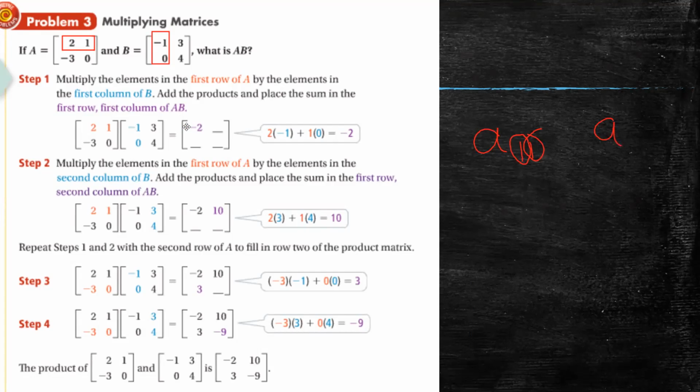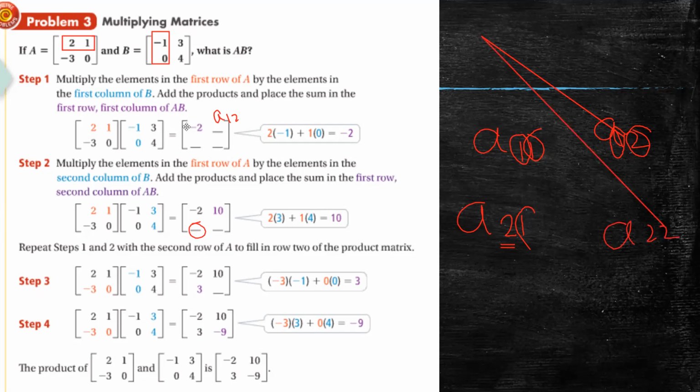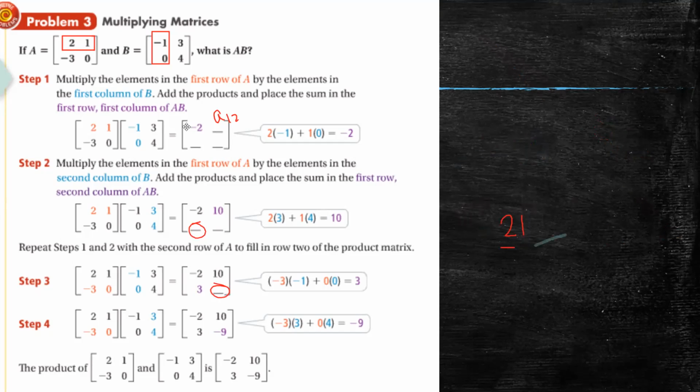If I want to write now A sub 1, 2, that means I multiply the first row with the second column. A sub 2, 1, that means I multiply the second row with the first column, so I will write it here. And A sub 2, 2, that's I multiplied the second row with the second column, and the new answer, I will write it here. So now, let's see here.